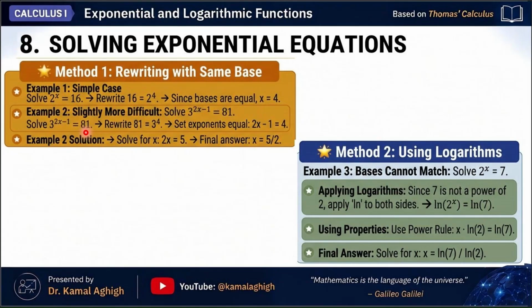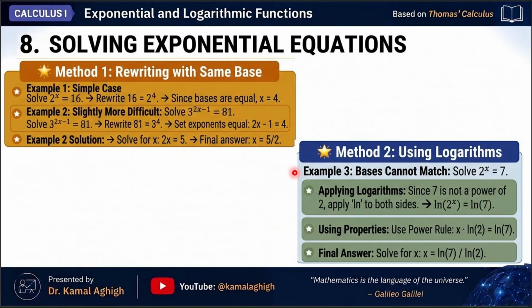Again, we recognize that 81 equals 3 to the 4th power. Since the bases are equal, we set the exponents equal. This gives 2x minus 1 equals 4. Adding 1 to both sides, 2x equals 5. Finally, x equals 5/2. But not every exponential equation can be solved by rewriting both sides with the same base.